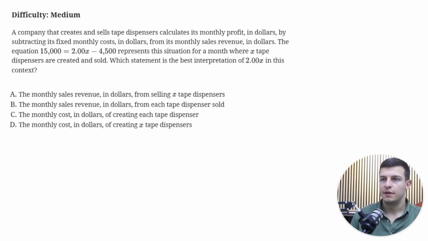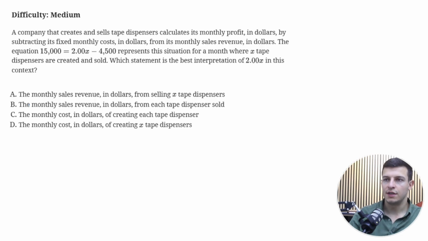A company that creates and sells tape dispensers calculates its monthly profit by subtracting its fixed monthly cost from its monthly sales revenue in dollars. So this is sort of common sense. To find your monthly profit, you take however much sales you have done and you subtract your costs, right? The equation 15,000, which by the way represents the profit, is equal to 2x minus 4,500, and represents this situation for a month where x tape dispensers are created and sold. Which statement is the best interpretation of 2x?